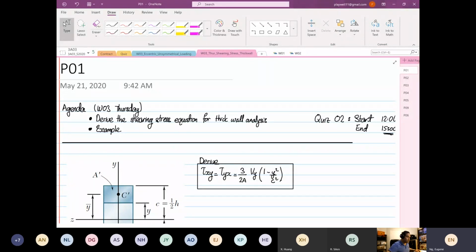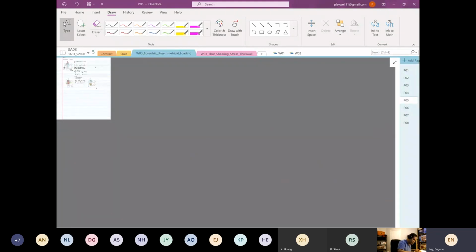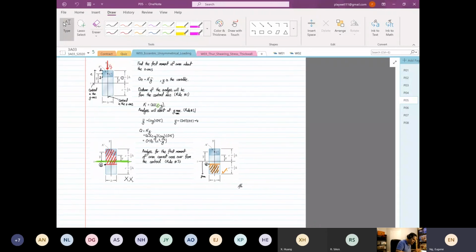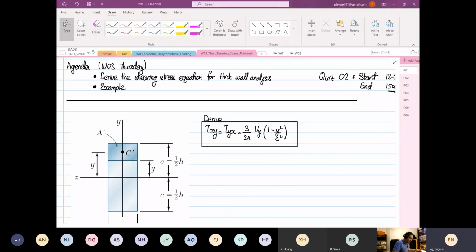On Tuesday we started deriving, but I'm going to start again because it was too late in the lecture, and some of you might not have listened properly. So we're going to derive this expression that I've written, and the root formula to apply is going to be equal to shear xy is equal to Vy over Izz, Qz multiplied by T.